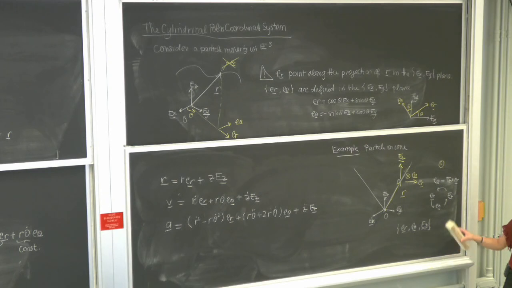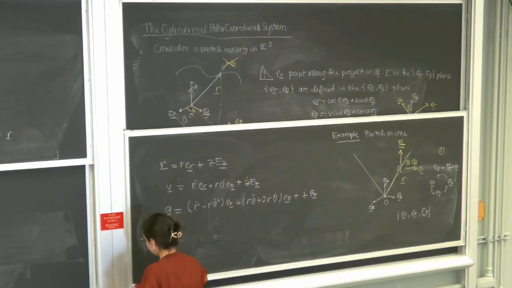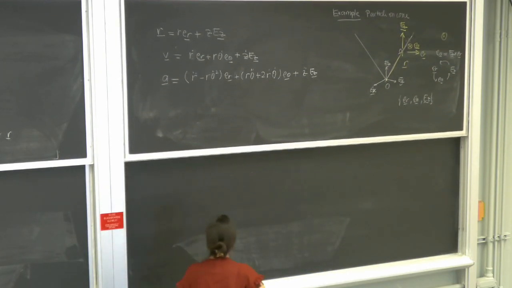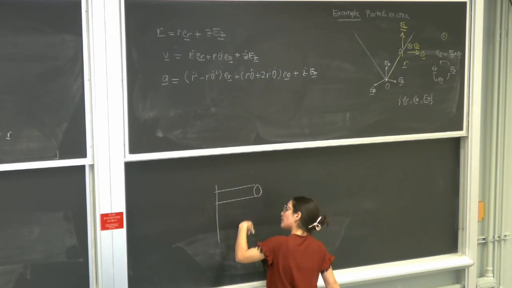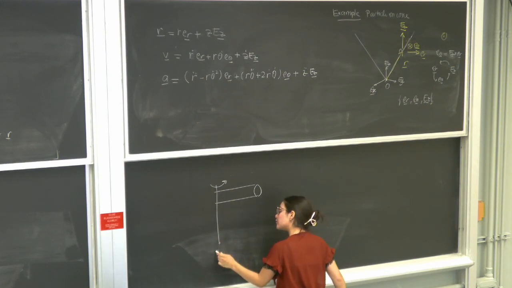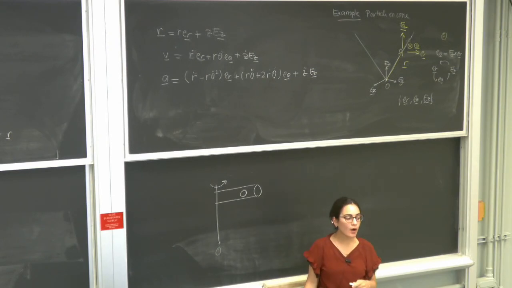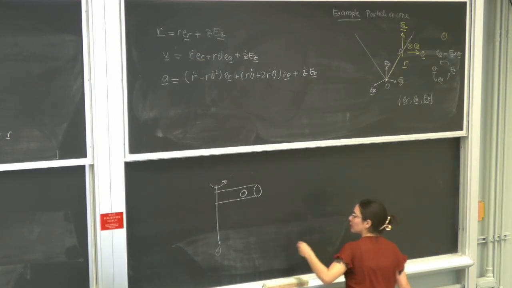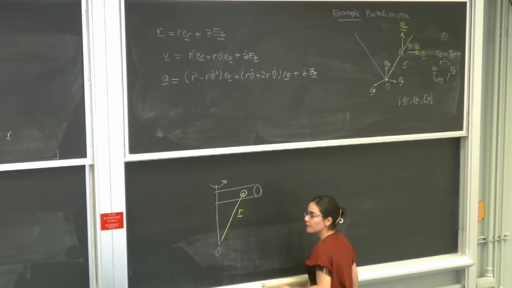Okay, let's do another example of just drawing a basis. Let's do it here. Say I have a particle in a tube, and the tube is rotating. So I have a particle in a tube, and the tube is rotating. And I have my origin here. And the particle is inside the tube. How do I draw my cylindrical basis? This is my position vector to the particle. How does EZ point?